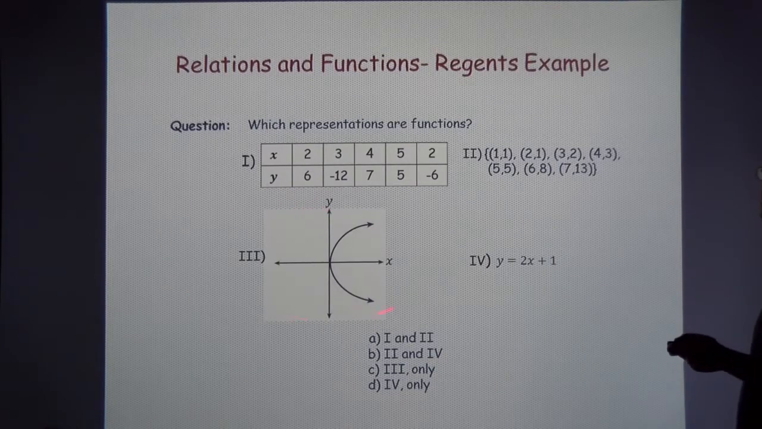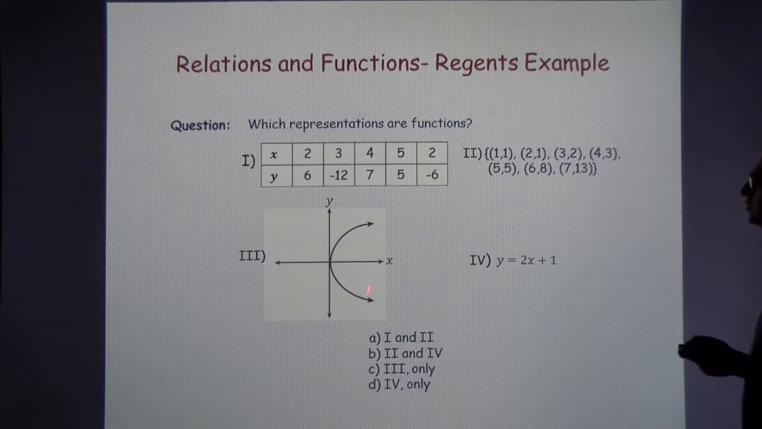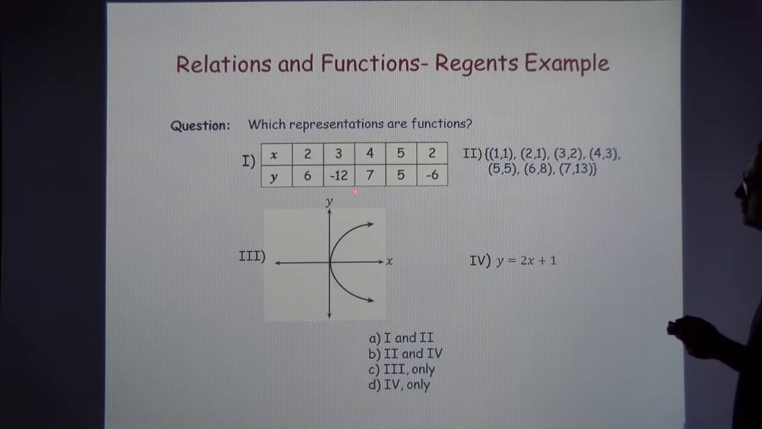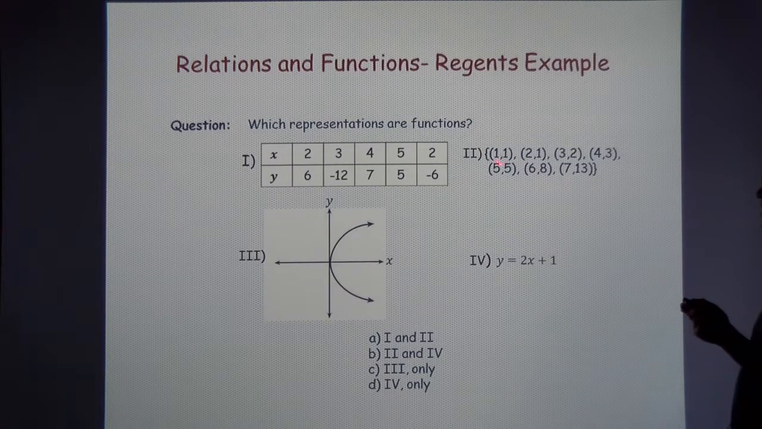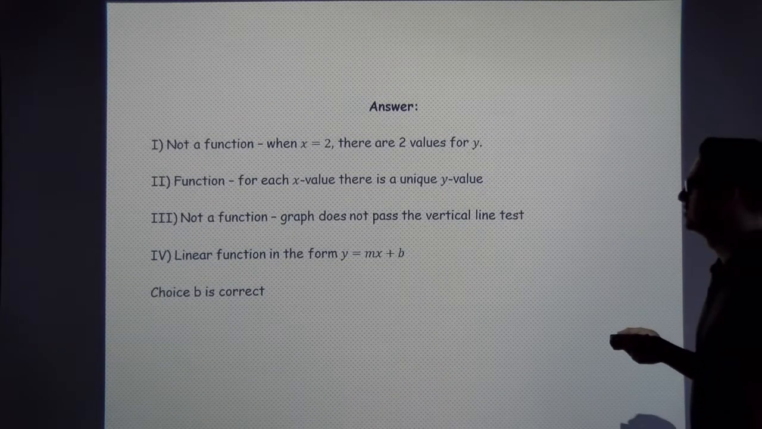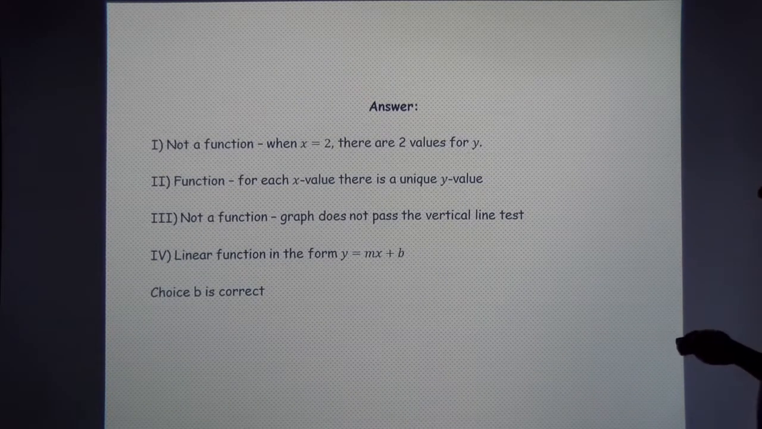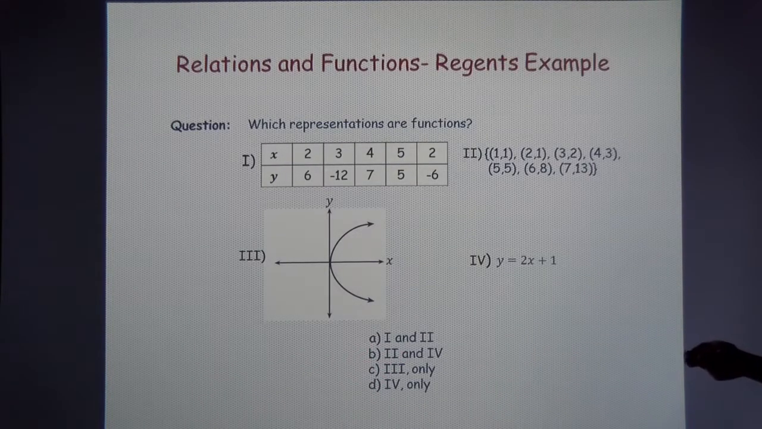If we go to choice 3, okay. If we check out choice 3, this wouldn't be a function because if we did the vertical line test, it would pass through 2 points. Choice 2 and choice 4, for choice 2, every x value has a y value. And for choice 4, our linear function is in y equals mx plus b. So our correct answer would be, there we go, choice B, which is 2 and 4.